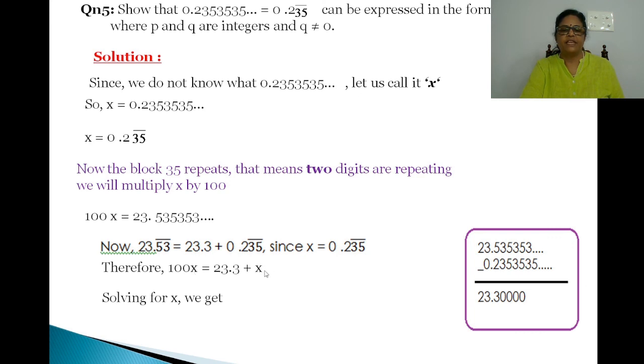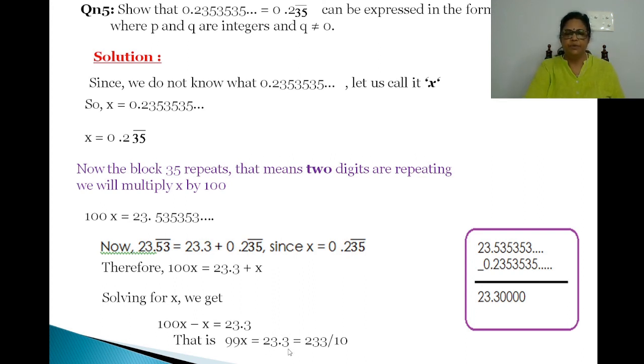Now we will solve for x. We will subtract x, taking it to the left hand side, so the plus sign becomes a minus sign. 100x minus x is 23.3. 100x minus x is 99x. 99x is 23.3. Here you can see one decimal place. To remove that decimal point, we write 233 by 10. Now there is no decimal place. One decimal place means in the denominator 1 followed by one 0. Now 99x is 233 by 10, so we will divide by 99.